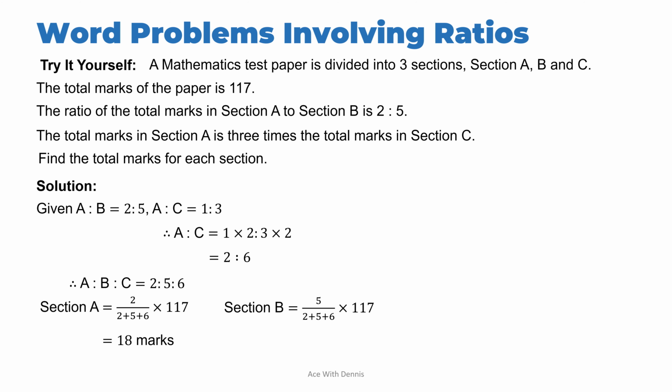For section B, it equals 5 over 2 plus 5 plus 6 times 117, and it equals 45 marks. For section C, it equals 6 over 2 plus 5 plus 6 times 117, and we get 54 marks.